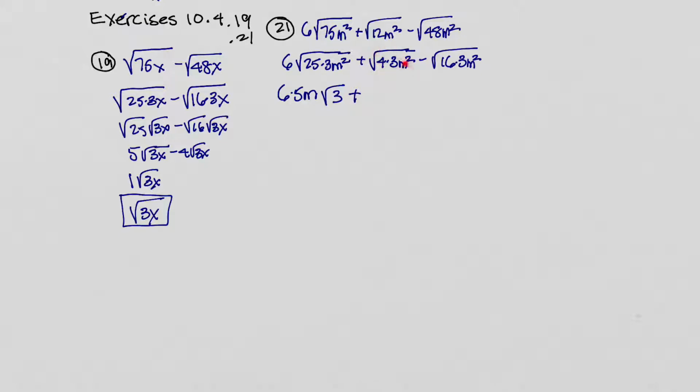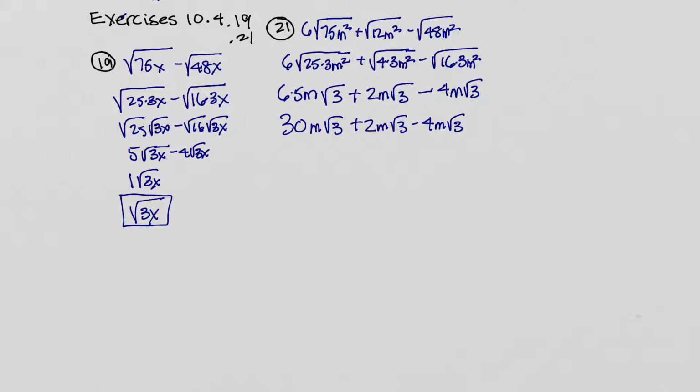The square root of m squared is m. So let's write 2m, and we're left with that square root of 3 minus, now here the square root of 16 is 4. The square root of m squared is m, so we're going to get 4m, and we're left with the square root of 3. Now here's what we're at. We're at 30m square roots of 3 plus 2m square roots of 3 minus 4m square roots of 3.